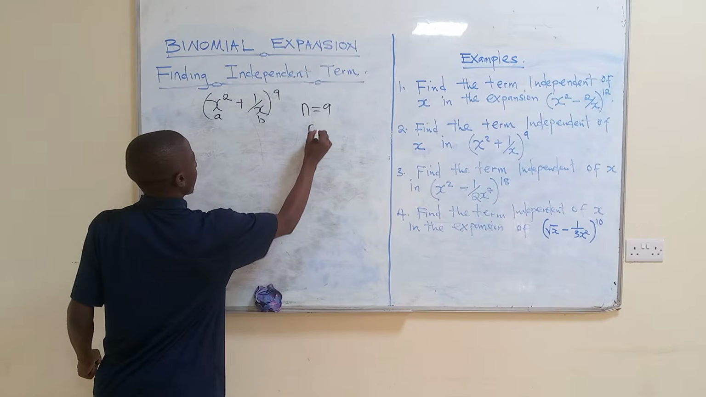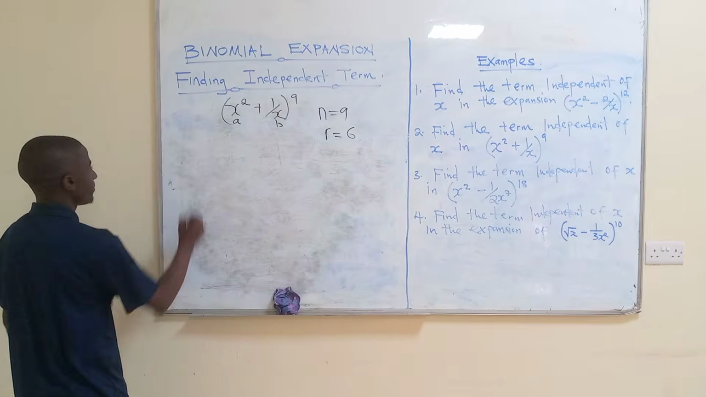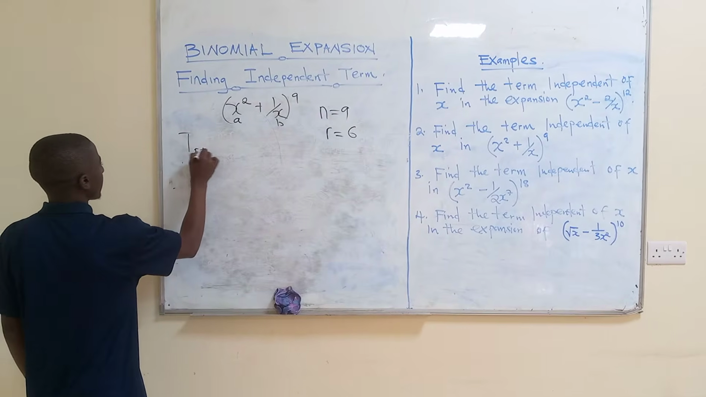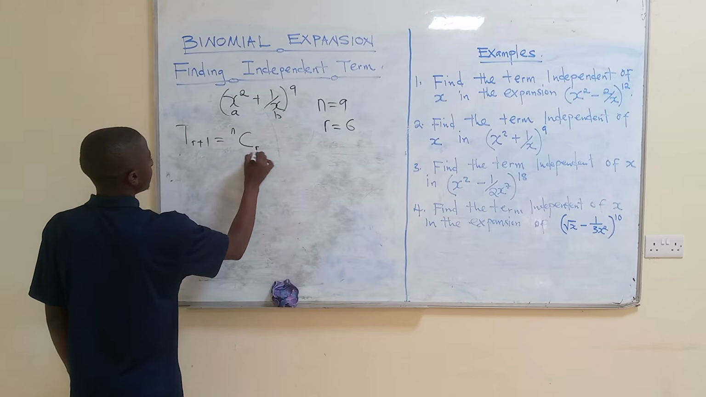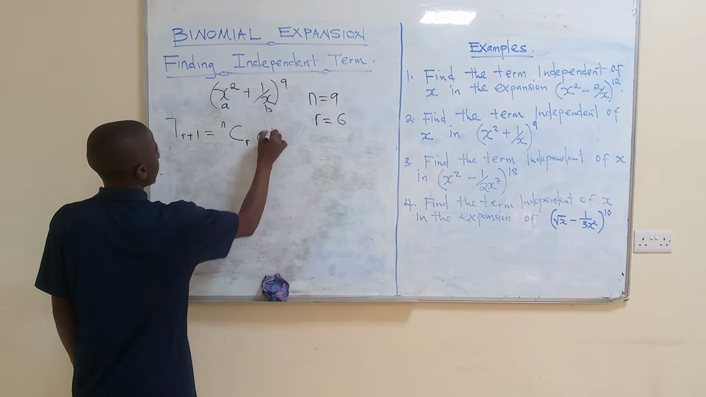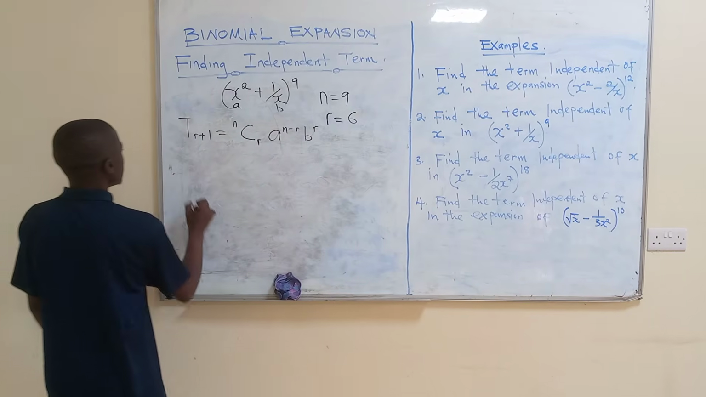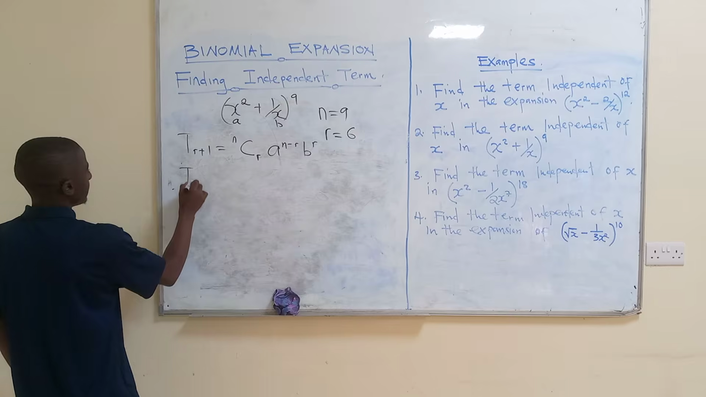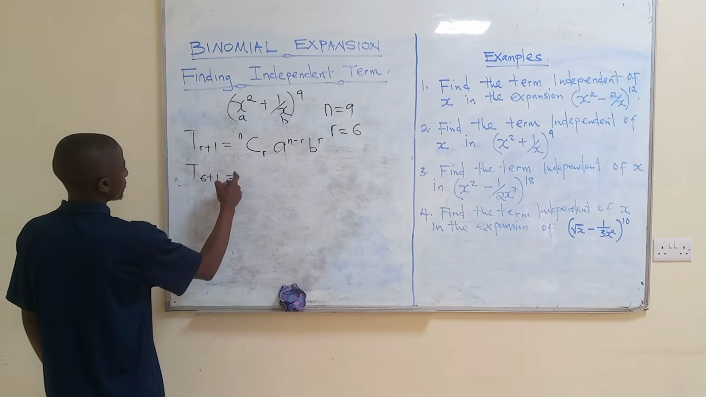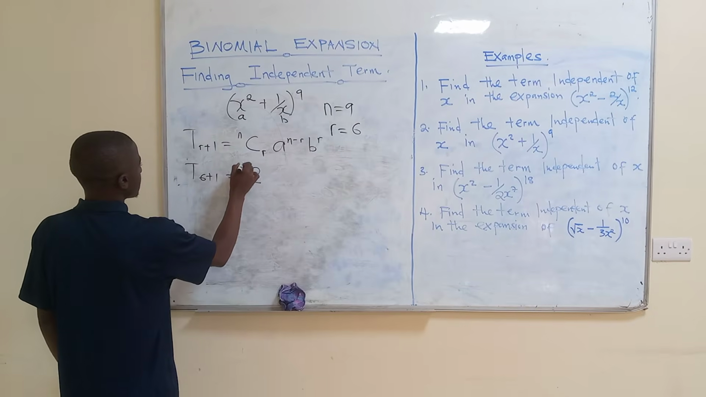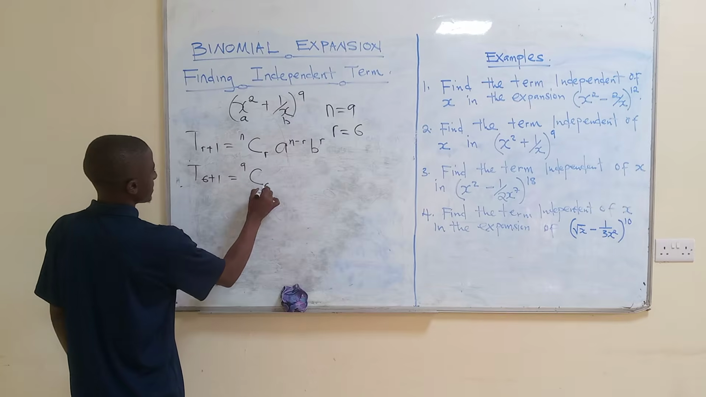So r we have calculated to be 6. So the formula for calculating the independent term, that is T(r+1), is equal to what? Combination of n, r, a to the power n minus r, b to the power r. So r plus 1, that is 6 plus 1, is equal to n, that is 9, and then the value of r, that is 6.